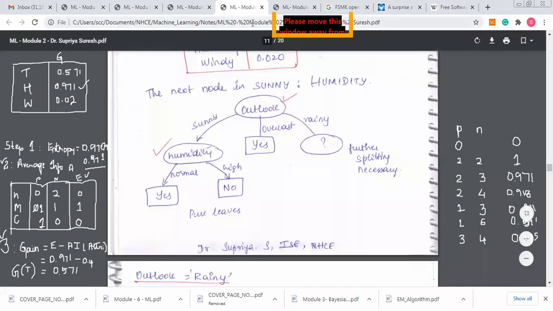Anything confusing here? Guys, any confusion? No, ma'am. Is this clear?